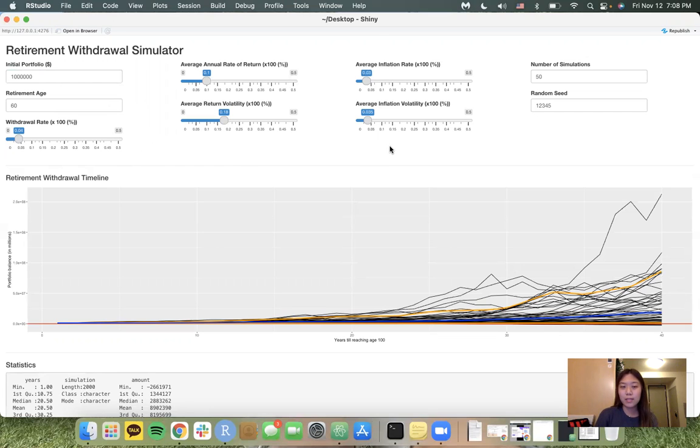And so the simulator is definitely a good representation of the important attributes that we thought were important within calculating the retirement withdrawal, but it definitely does not account for everything that could happen in a real life situation.